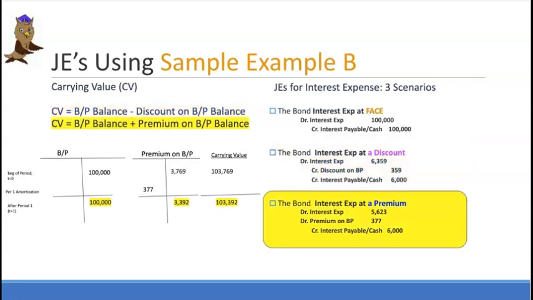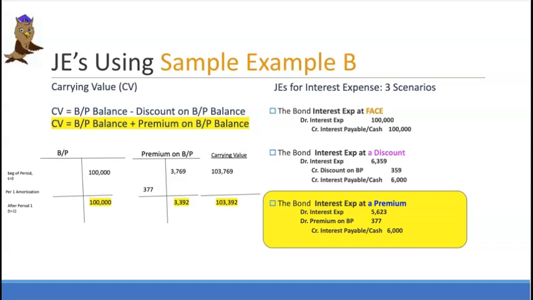Similarly, in the premium scenario, note that the initial balance of the premium on bonds payable account was $3,769 at the very beginning of period at t equals 0. At that point, the carrying value was $103,769, the net of $100,000 bonds payable balance and the premium on bonds payable balance of $3,769.